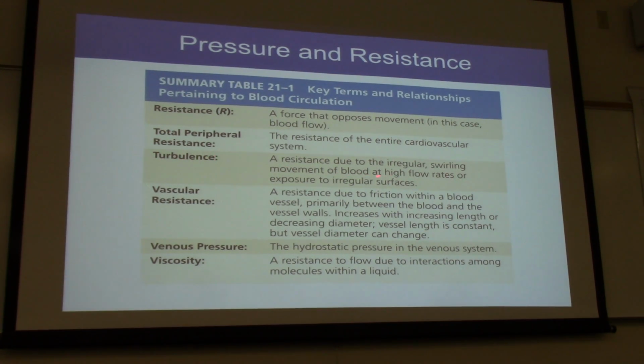Turbulence is just what it says. It's irregular swirling, usually caused by irregular surfaces. Vascular resistance is due to that, mostly due to vasoconstriction. It's caused by friction of the wall. It's caused by the diameter. If you decrease the diameter, you obviously increase the vascular resistance. So indeed, those muscular arterioles that we talked about increase your vascular resistance.